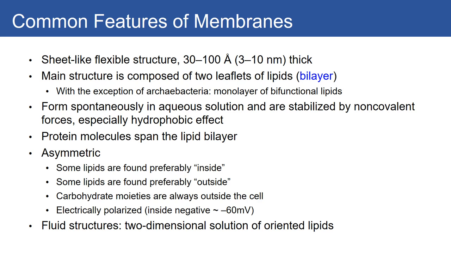Carbohydrate moieties are always on the outside of a cell, and I say always very hesitantly, because I'm sure there's an exception to that, but generally, in 99.99% of the cases, carbohydrate moieties are on the outside, and the potential from the inside to the outside is negative 60 millivolts. They are very fluid structures. They're two-dimensional solutions of oriented lipids. Those are the common features of membranes.